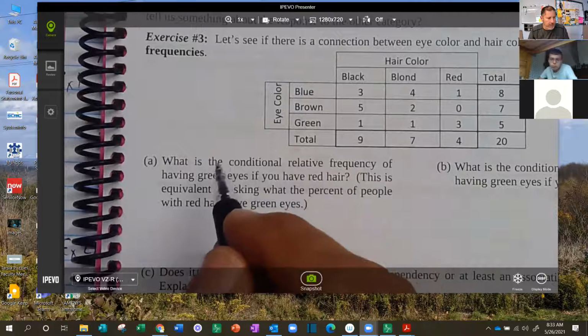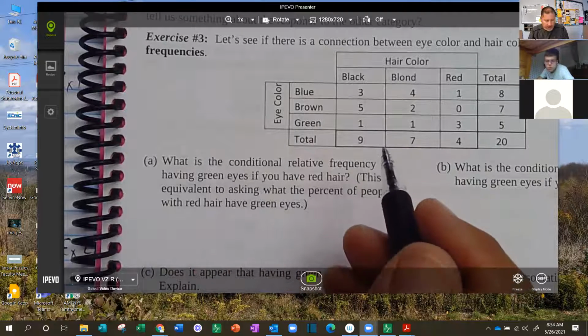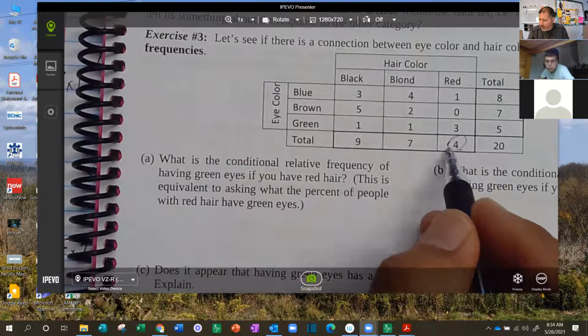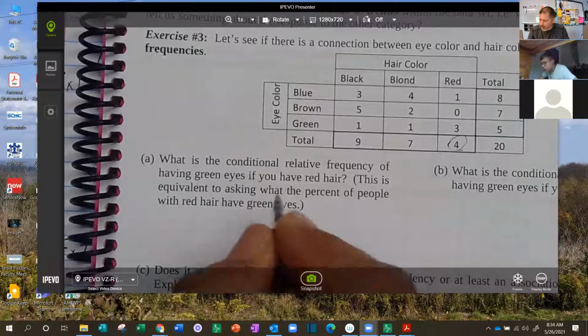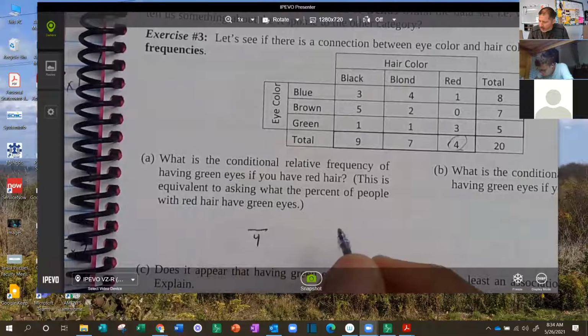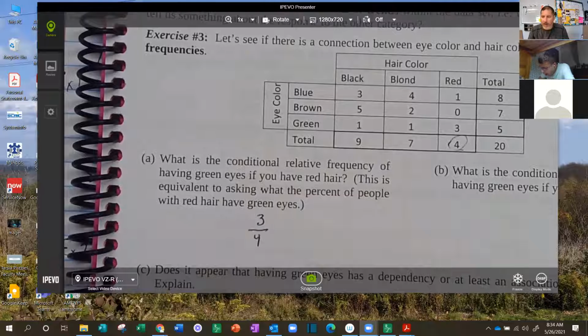What is the conditional frequency of having green eyes if you have red hair? So the question is, if you have red hair, well, how many people have red hair? 4 people have red hair. So it's out of 4 people. And how many of those people have green eyes? Green, 3 people of the red hair category.